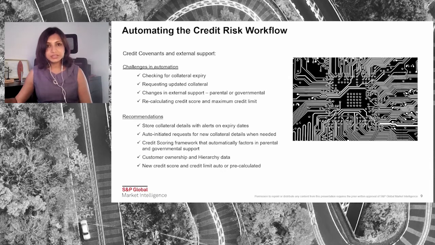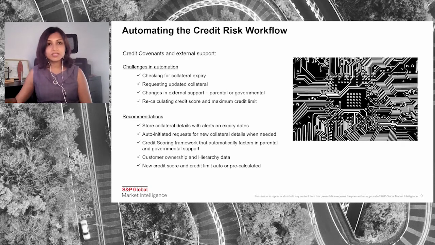The recommendation here is fairly straightforward. We'll start with having a centralized database of customer collateral details with alerts on expiry dates. Upon expiry, there should also be an auto-initiated request to customers for updated collateral details or guarantees or any other information which is relevant within the whole credit covenant process and is still a support.